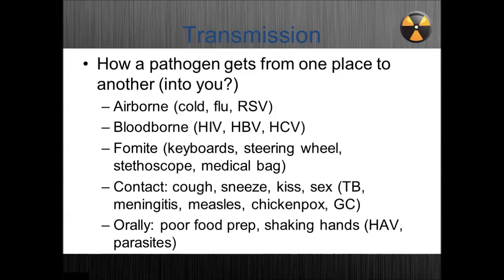So there can be contact. We talked about airborne, but if they touch you or you touch them and you don't have any barrier, then you can get it, whether it's coughing or sneezing. And other things like some of these other viruses, like chickenpox and meningitis, can come from intimate contact.